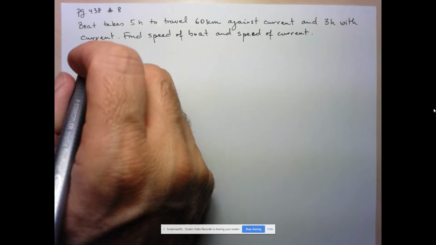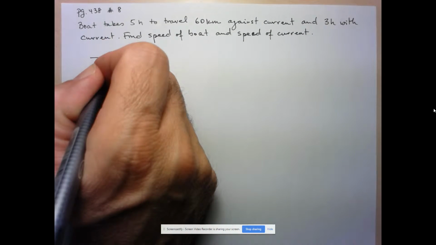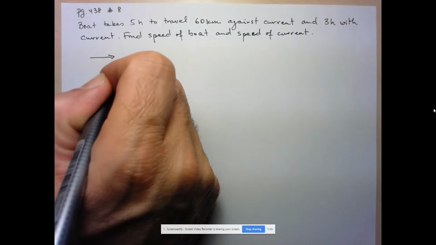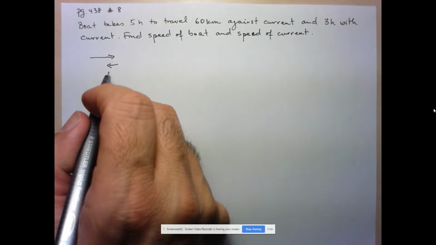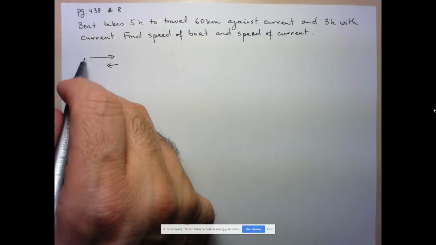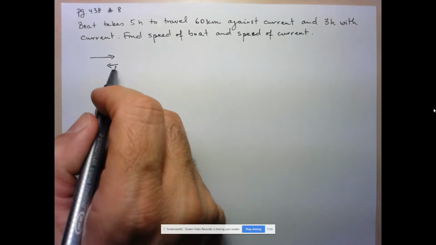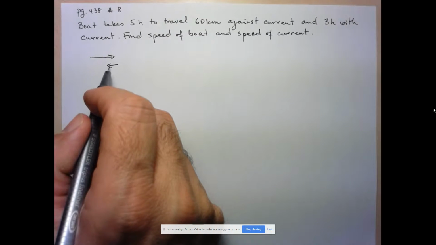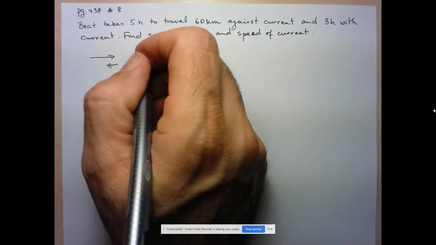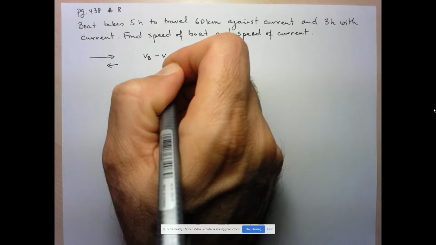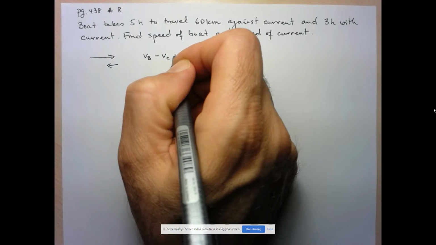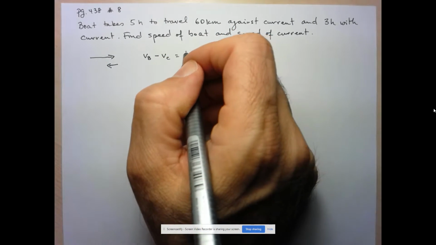So you've got to think here that if I'm traveling in this direction and the current is traveling in the opposite direction, it's going to slow me down. Okay, so my resultant velocity is going to be the velocity at which the boat goes minus the velocity of the current that's slowing me down. Okay, so I've got velocity of boat minus velocity of current is equal to, so what is that speed?